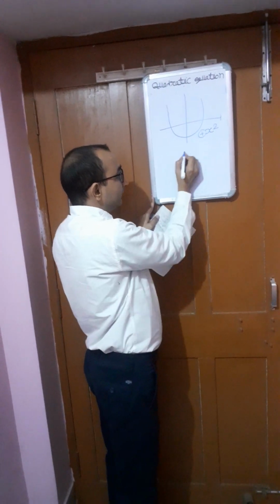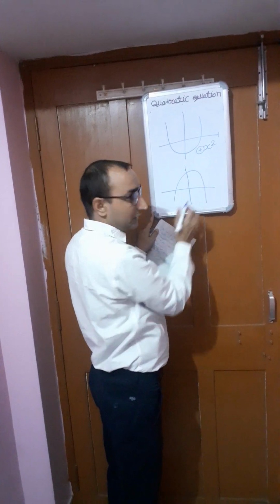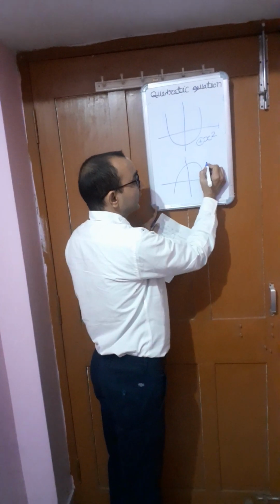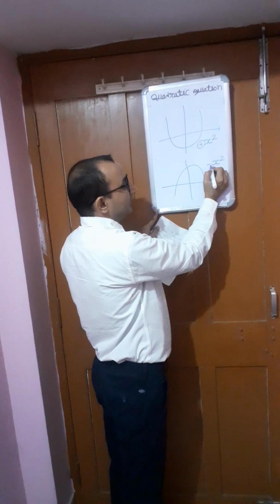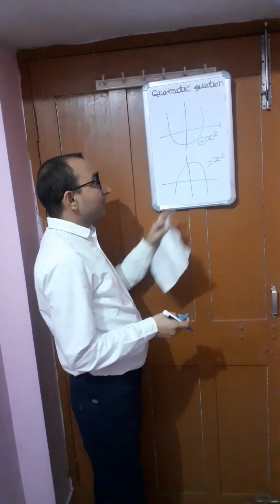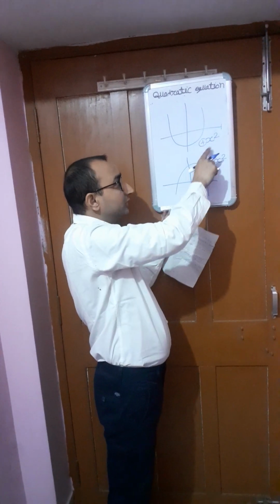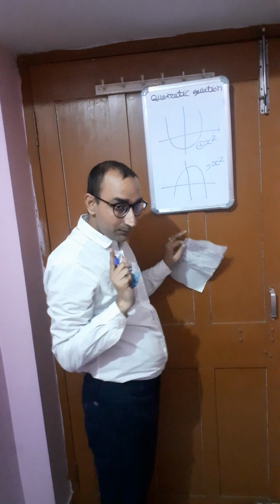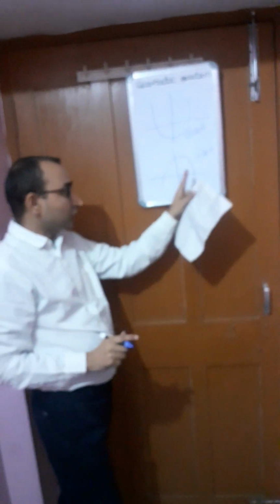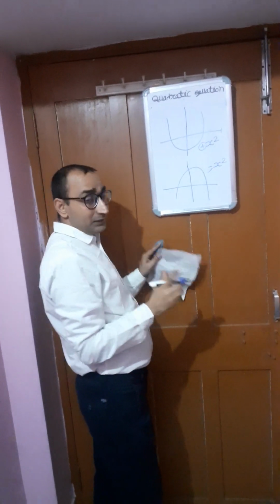If the graph is downward, this means x square should be negative. If the graph is upward, then x square is positive. If the graph is downward, x square should be negative.